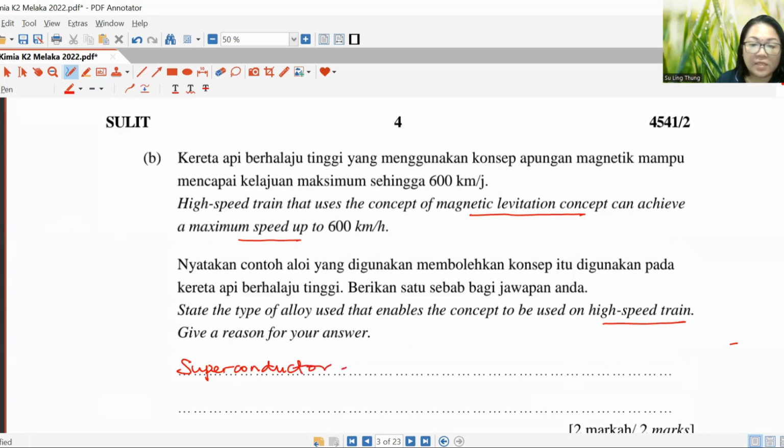Okay, why does this happen? Because it does not have electrical resistance at a very low temperature.